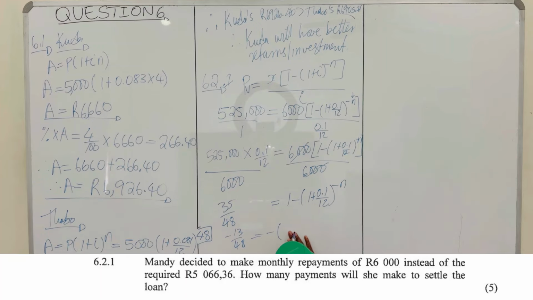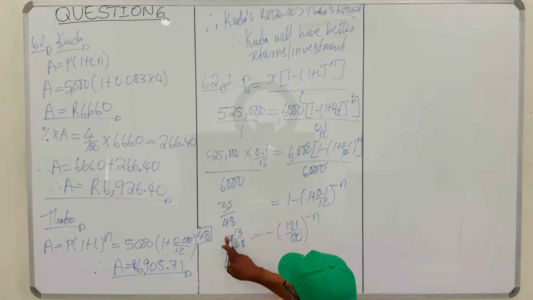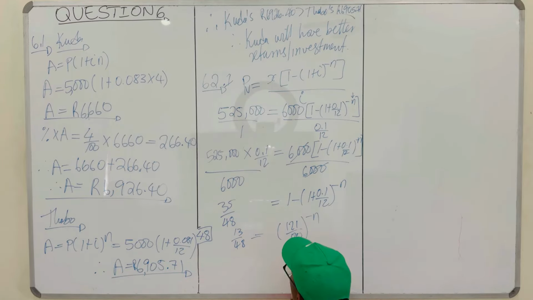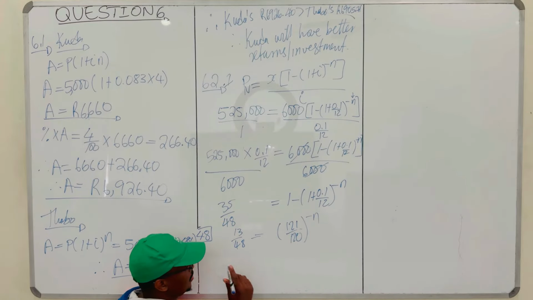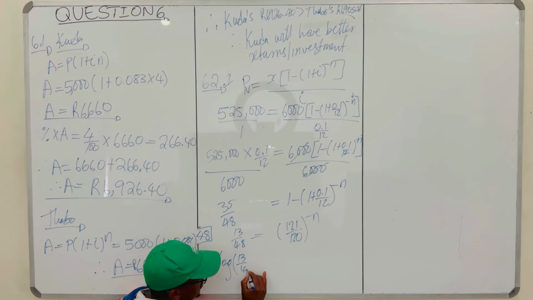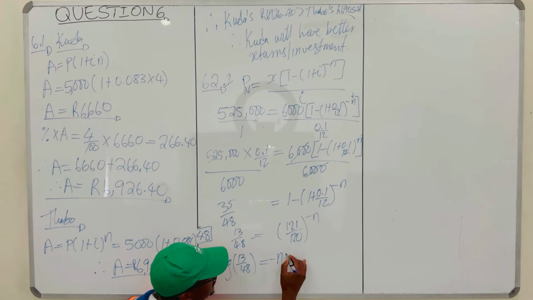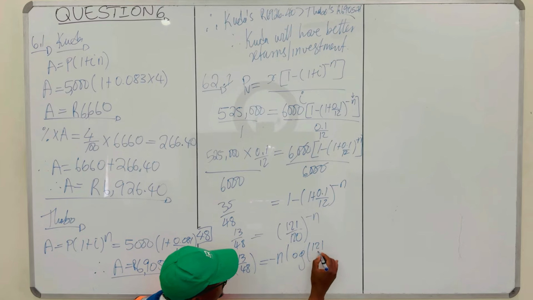Can you please press this as well? It's 121 over 120, all raised to negative n, right? Yes. So both of these are negative. We divide both sides by negative 1. Do you agree? Yes. Then we want to take down this n. How do we take it down? We apply log. So log of 13 over 48 is equal to negative n into log of 121 over 120.